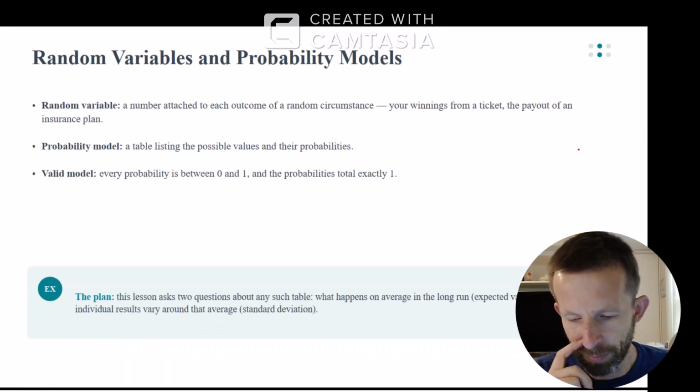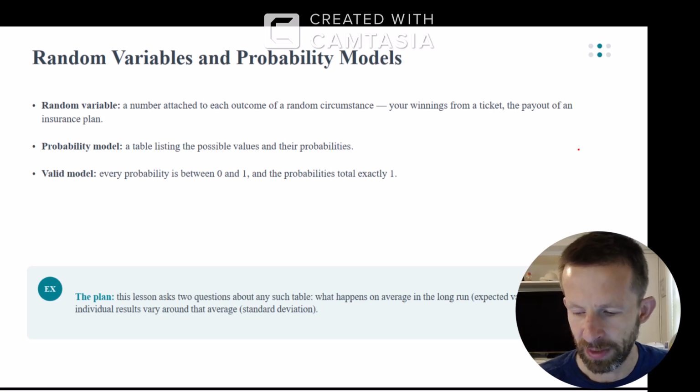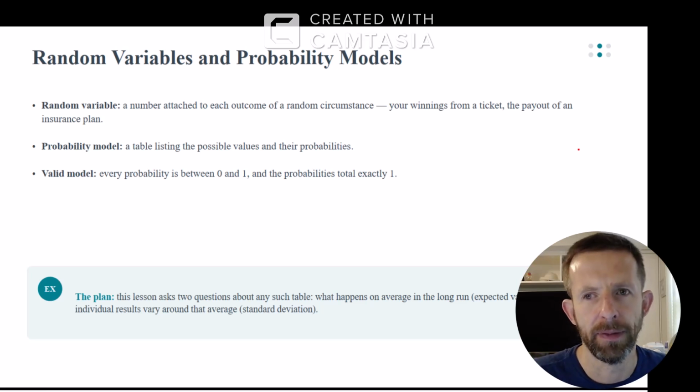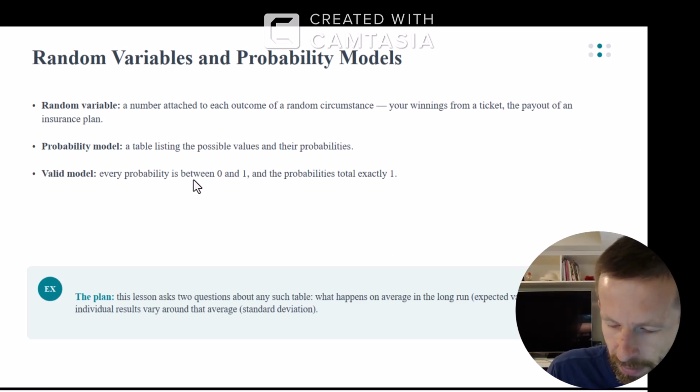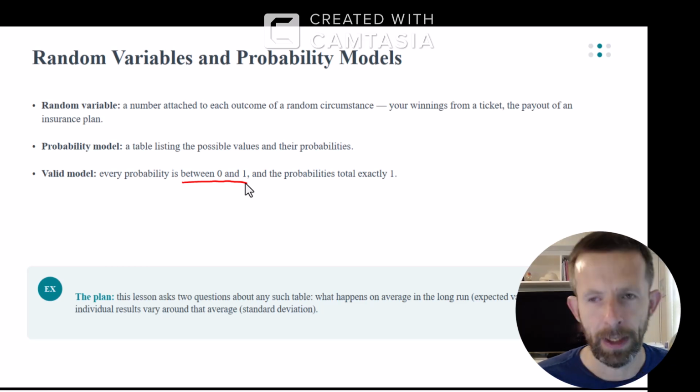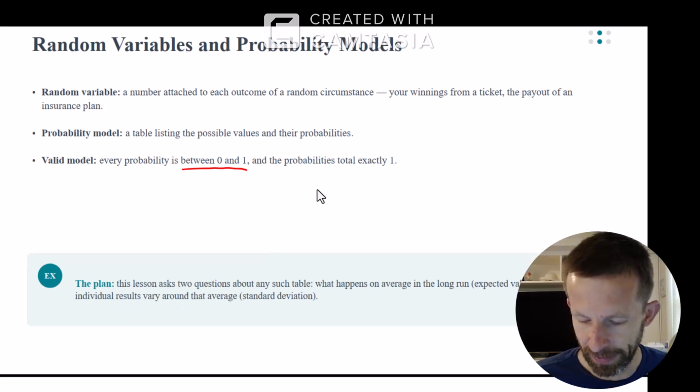So a random variable is a number attached to each outcome of a random circumstance. A probability model is a listing of possible values and their probabilities. For example, if you play the lottery, you've got different odds of winning different prizes. Every probability is a number between 0 and 1, and all the probabilities add up to 100%.